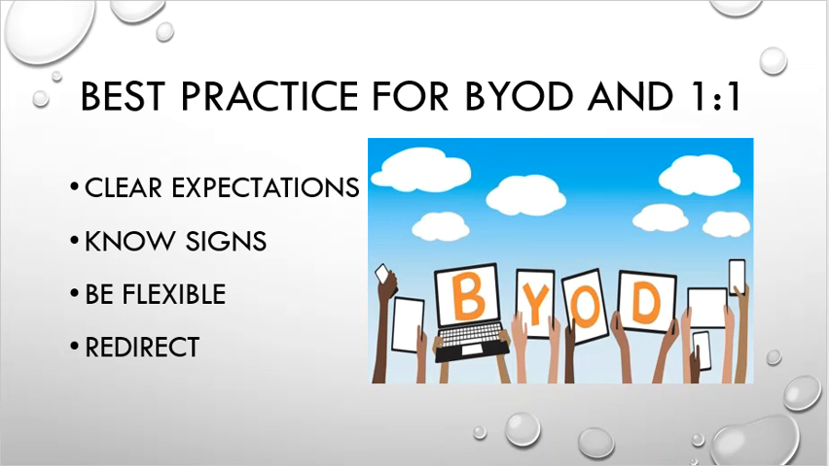Also be flexible. No two students learn the same, which means you can still get the point across, but you might have to be flexible in the way that you do it. Know how to redirect. If they can't get it one way, have another way set in place so that you can redirect and still get the same goal accomplished.